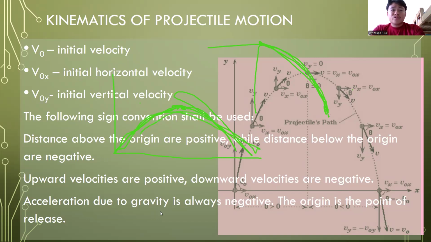Now, acceleration due to gravity is always negative, okay? That's why in your formula, if you want to add acceleration, you always put it as negative 9.8 meters per second squared. Always put in your mind that the unit is very important in solving a problem. I hope that's very clear for everyone, because units matter in solving a projectile.